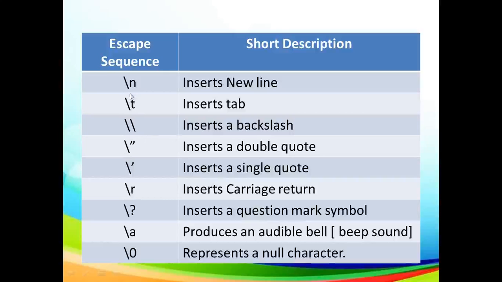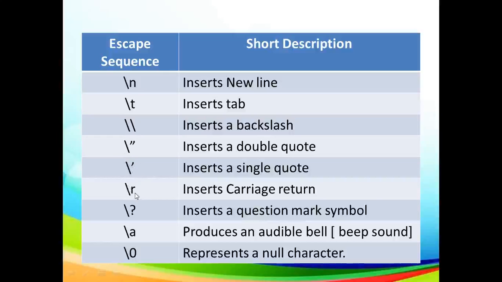Next, if you want to print the backslash character itself, you have to write it two times, and one backslash will be printed on the output screen. And if you want to print a double quote: usually when we type a sentence in double quotes, we get only the sentence, not the double quotes. If you want to print the sentence with a double quote, write a backslash and put the double quote, so that inserts the double quote. In the same way for a single quote, write a backslash and the single quote.